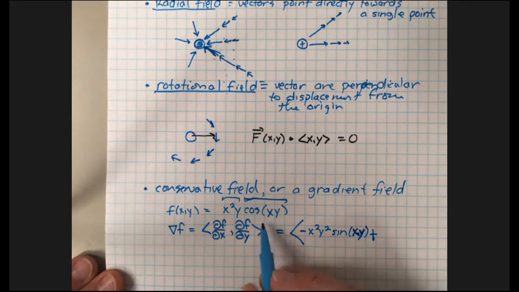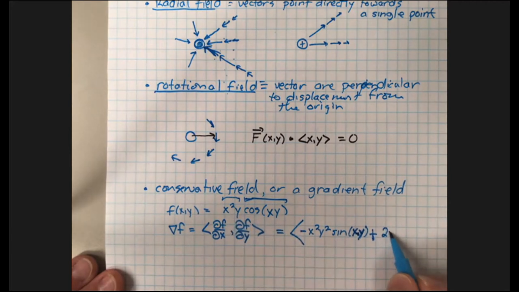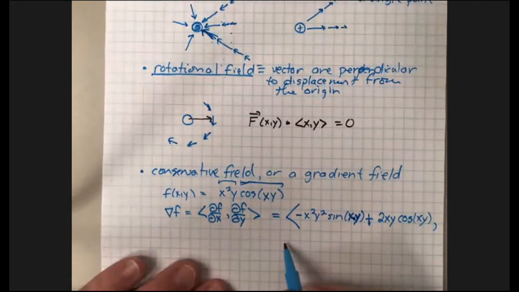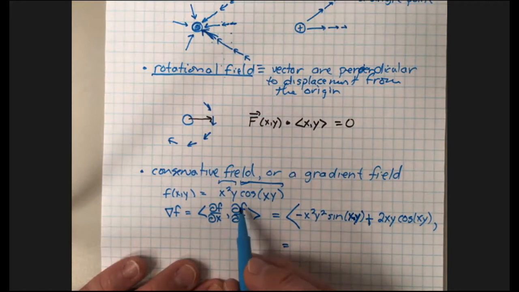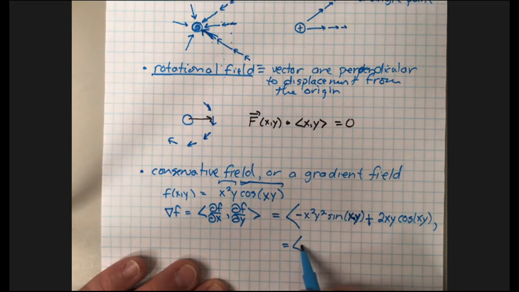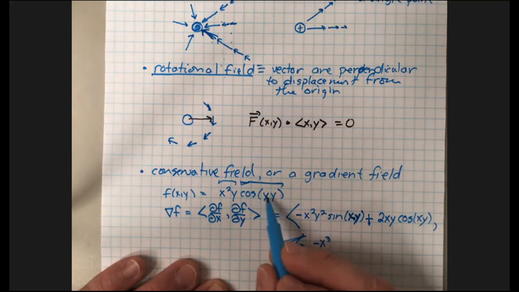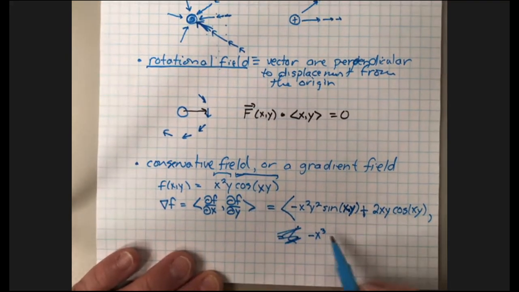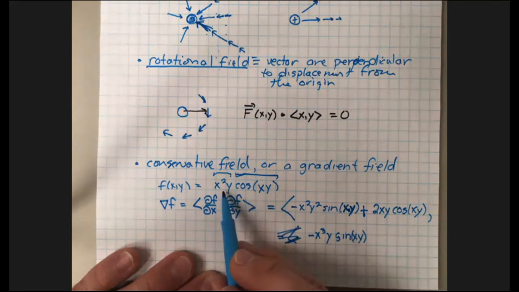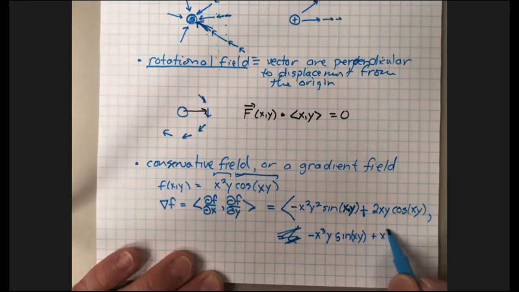And then I have to say plus second times the derivative of the first with respect to x is 2xy cosine xy. Good. And then I have second slot, partial derivative of f with respect to y. Well, it's first times derivative of the second, which would be a minus x come out. So this would be, no, sorry, just a comma, minus x cubed y sine xy. And then second times derivative of the first with respect to y, plus x squared cosine xy.